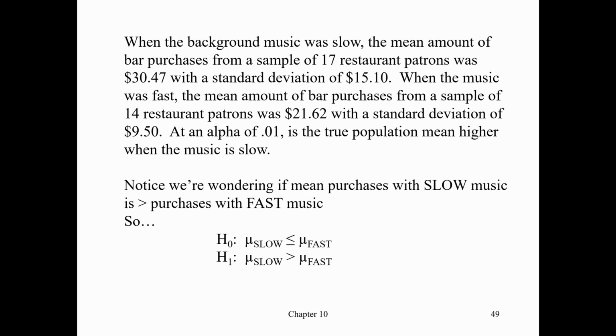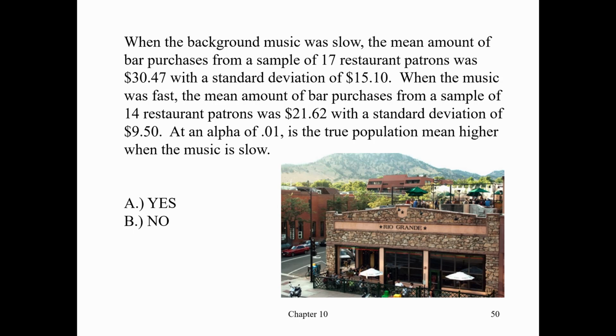The null is basically the complement to it, the less than or equal to, but I could also just put the equal sign. Okay, so yes or no. I'm trying to figure out, is the true population mean higher when the music is slow? So slow greater than fast. And basically, if I can reject the null, I will say, yes, I did find evidence that the mean is higher with the music slow. If I don't find any evidence, then basically I'm going with the null, and I would say no here.